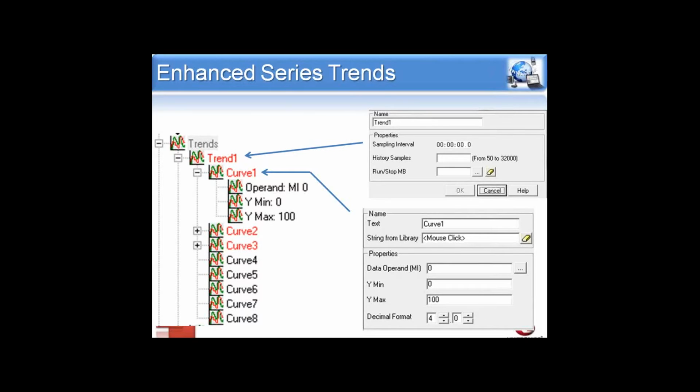We can assign a decimal format, so when it is on our HMI screen, we'll see on the y-axis 0 to 100. If I wanted this instead to be 0 to 10.0, I could do that by changing the decimal format.